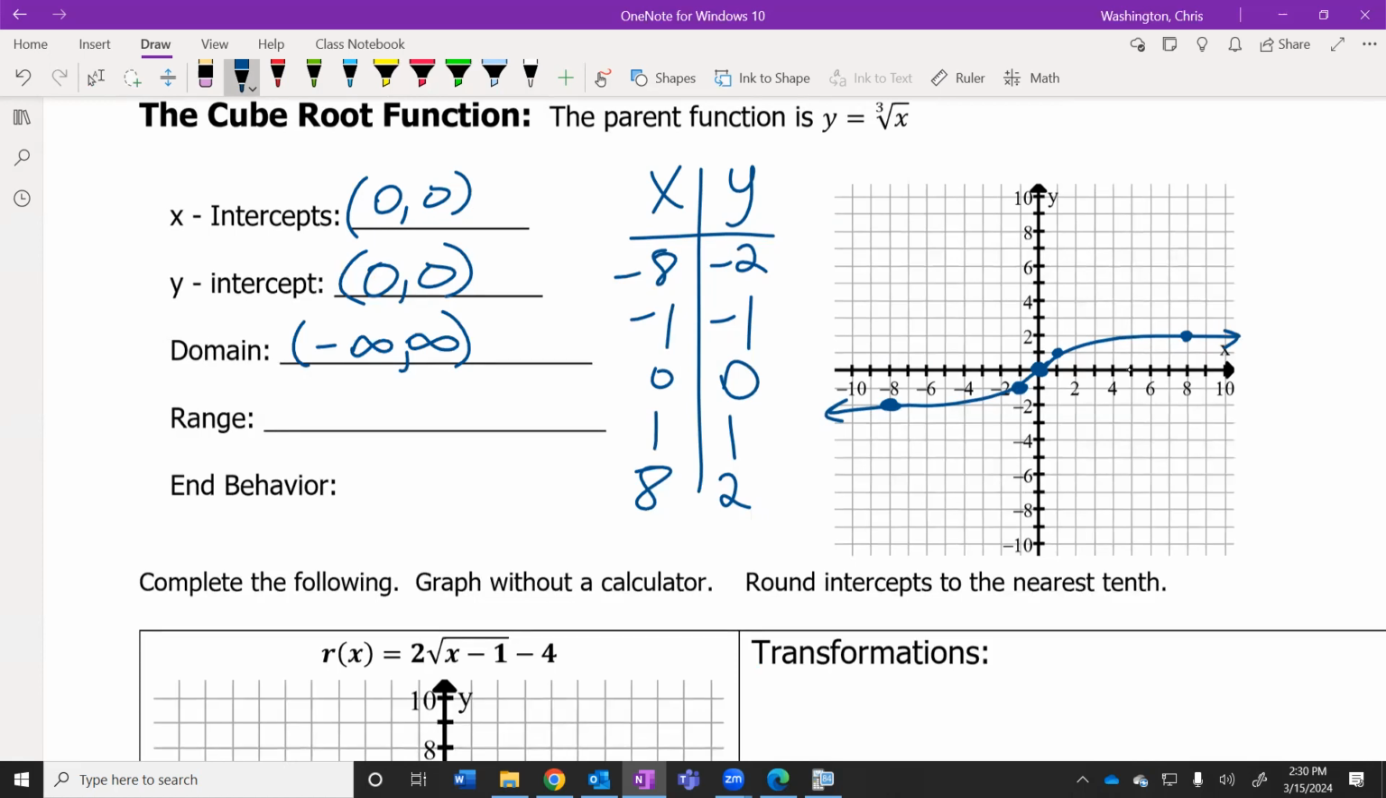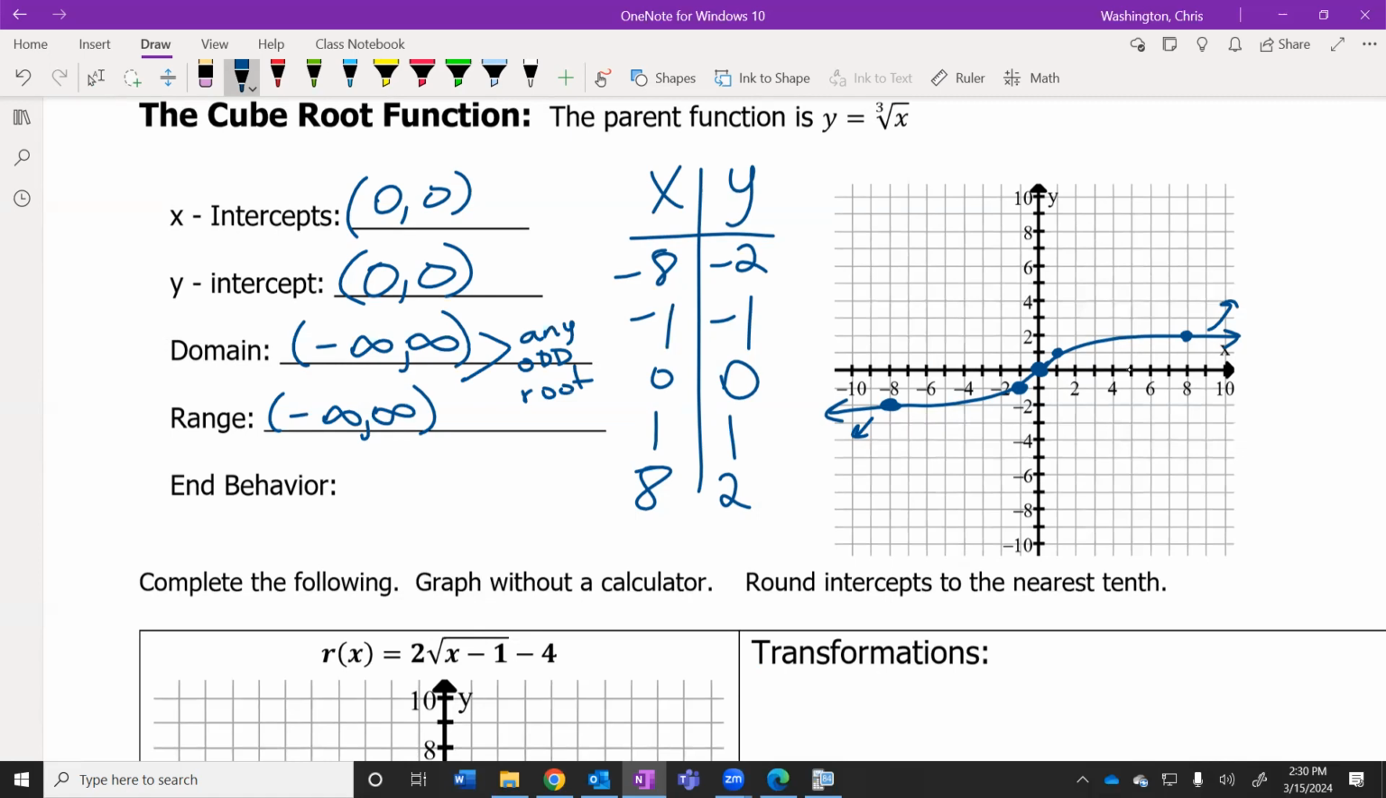What about the range? It looks like the graph's kind of leveling off right here. It's not leveling off, it's just increasing really, really slowly. And this side looks like it's leveling off, but it's really not. It's just going down really, really slowly. So the range is going to be -infinity to infinity. And guess what? The domain and range is always going to be -infinity to infinity for any odd roots. We're only going to graph cube roots, but the domain and range for any odd root will be -infinity to infinity.